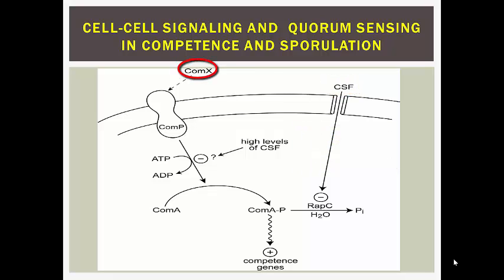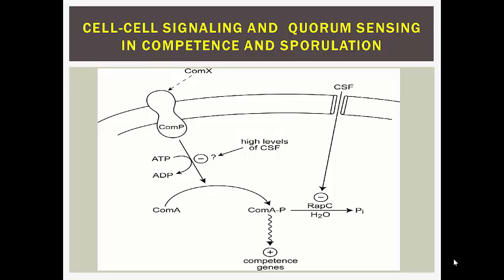COMX is a 10 amino acid pheromone. It is involved in the induction of competence, and its response requires a two-component regulatory system, which requires a sensor kinase and a response regulator. ComP is the histidine kinase located in the cell membrane. ComA is a cytoplasmic response regulator, or transcription factor.